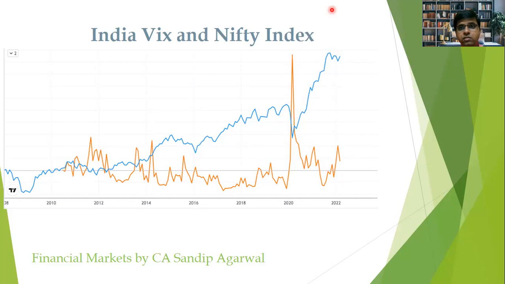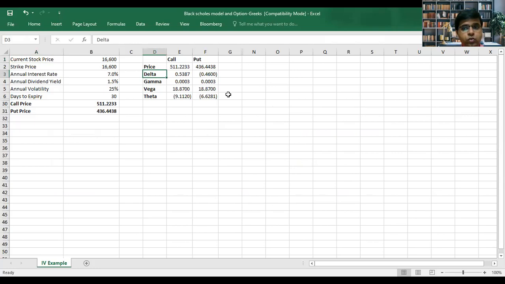Let me give you an example of how we can calculate the IV with the help of the Black-Scholes model in Excel. If you refer to this Excel, of which I gave an example in the last video as well, the current price of the Nifty I have considered at 16,600. We can make it 17,300 as well. And we can make the strike price 17,300, which is the current strike price.